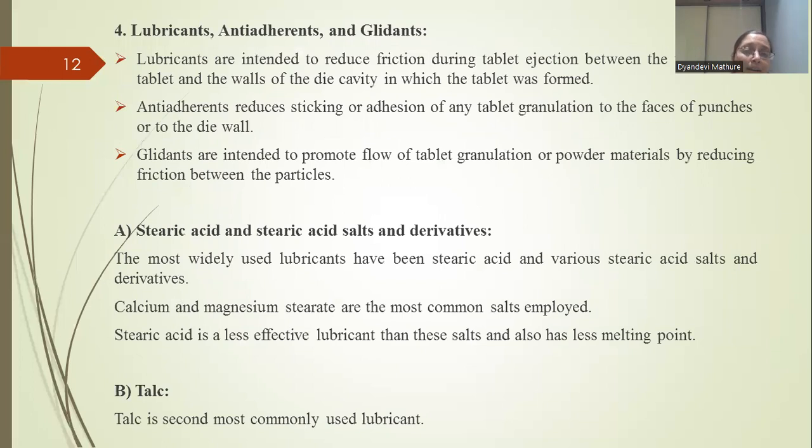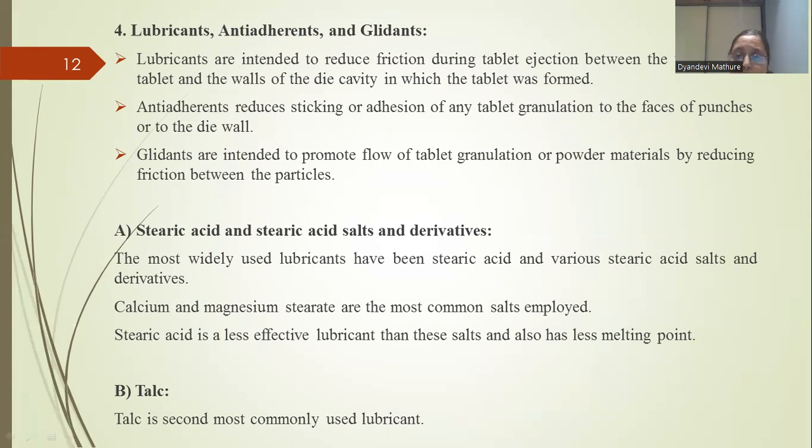After binders and adhesives, another class of ingredient used in tablet formulation is lubricant, anti-adherent and glidant. Very, very important. Why are lubricants added? Why are anti-adherents added? Why are glidants added? Up till now, we know why diluents and binders are required. Now, what are lubricants? Basically, these are agents added in the manufacturing of tablets to reduce the friction during tablet ejection between the walls of the tablet and the walls of the die cavity in which the tablet is formed.